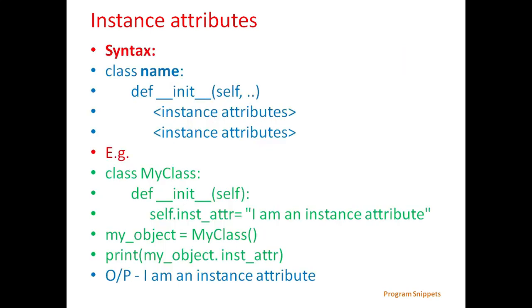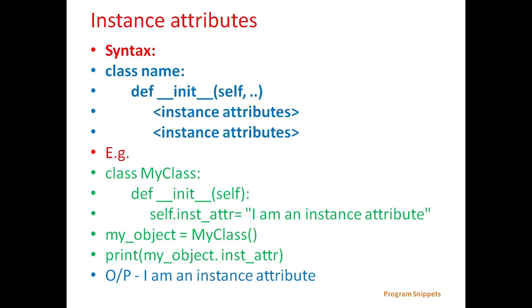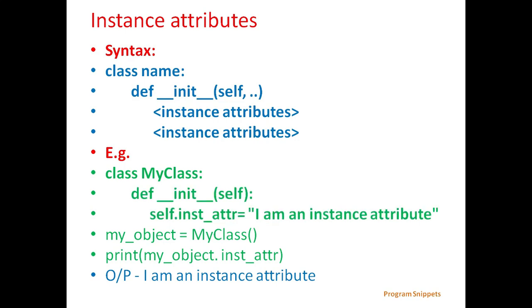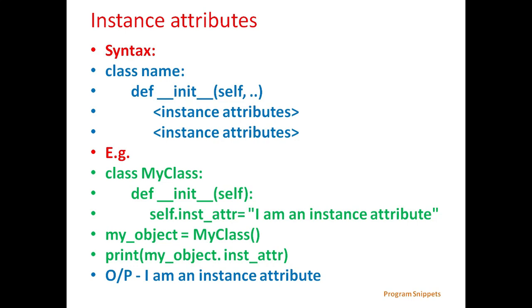General syntax for defining instance attribute is class, class name, an init method and the instance attributes. For example, class my class, then the init method is defined, and inside the init method we have defined the variable self.instance attribute in which we have stored the value I am instance attribute. Then we will create an object of the class and we can print the instance attribute with its object, that is my object dot instance attribute. It will give the output I am an instance attribute.